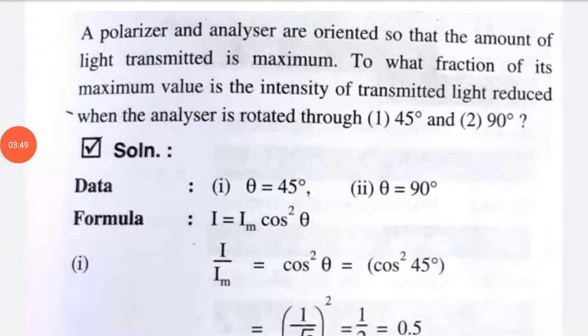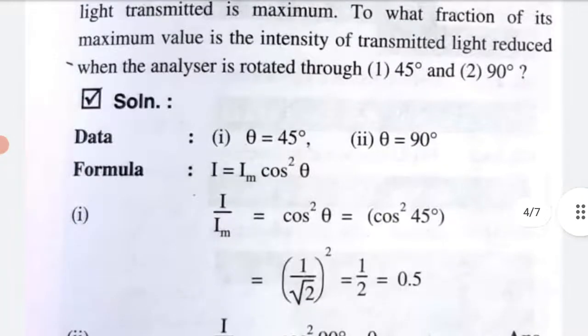Next example. A polarizer and analyzer are oriented so that the amount of light transmitted is maximum. To what fraction of its maximum value is the intensity of the transmitted light reduced when the analyzer is rotated through 45 degrees and 90 degrees? The first angle is theta equal to 45 degrees and the second angle theta is equal to 90 degrees.